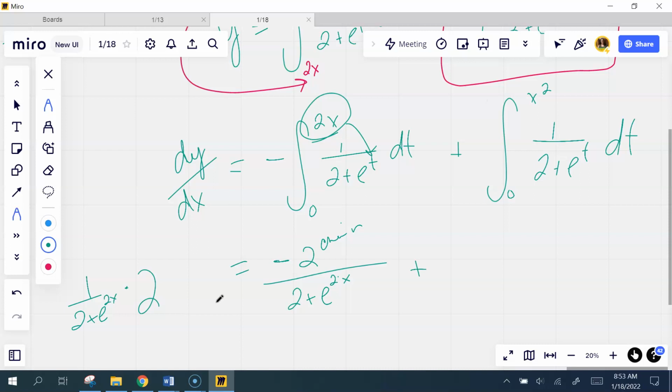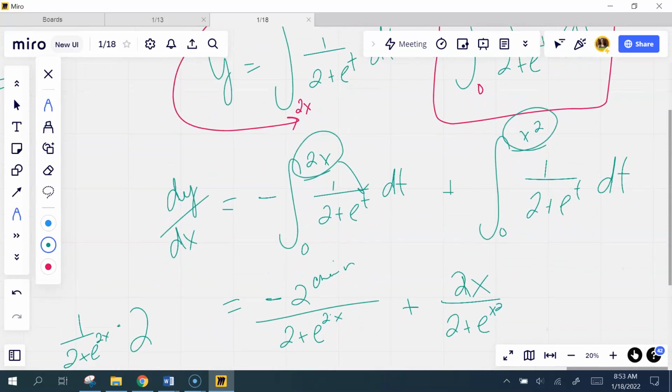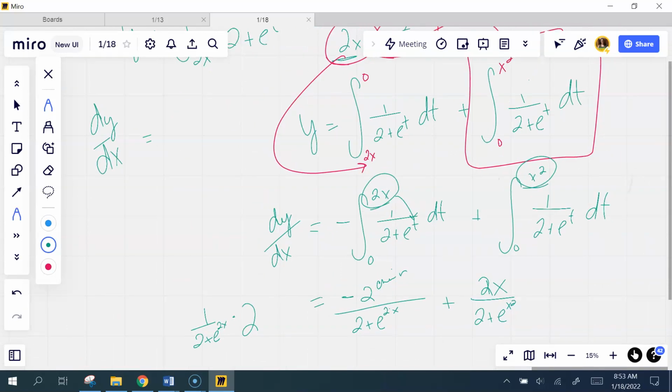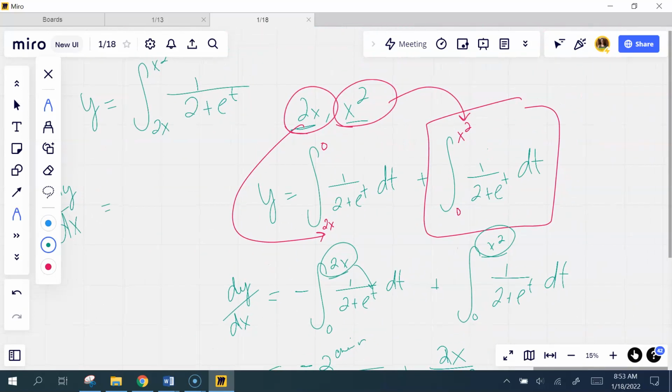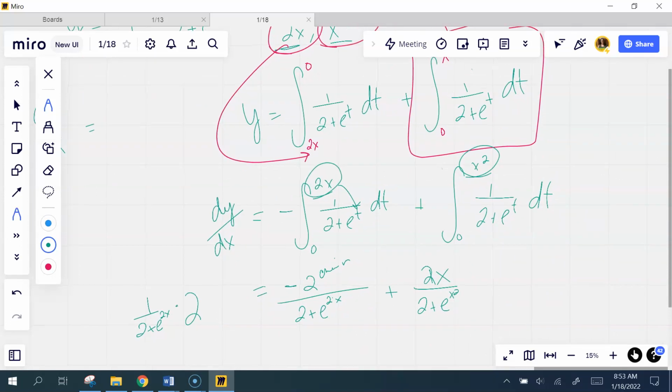Plus 1 over 2 plus e to the x squared, right? But I've got to multiply by 2x. Okay, but point being here, when I'm going from variable to variable, I have to split it up. Make sure your lowest bound comes first in the lower bound, and your highest bound comes last in your high bound. There were 2 variables in there. And the only way the fundamental theorem works is if that constant is in the bottom. Yay or nay?